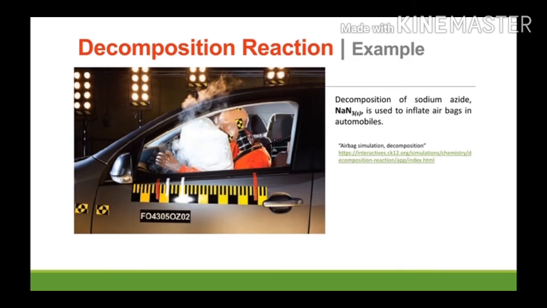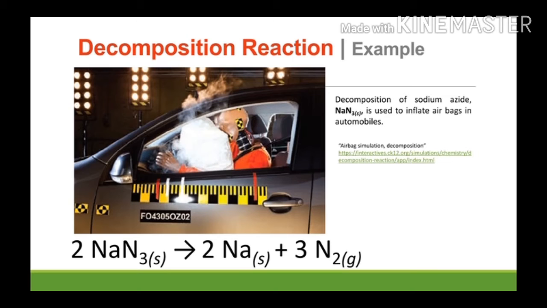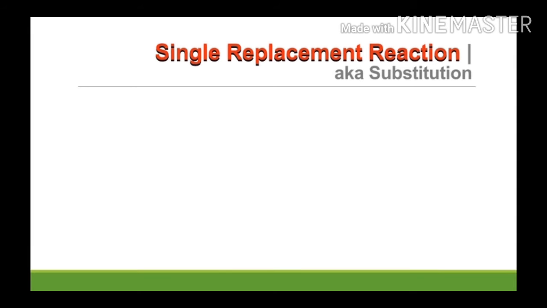Another example of this reaction is the decomposition of sodium azide, NaN3, which is used to inflate airbags in automobiles. In this reaction, 2 moles of solid sodium azide breaks down into 2 moles of sodium and 3 moles of nitrogen gas. The third type of chemical reaction is called single replacement reaction, or substitution reaction.